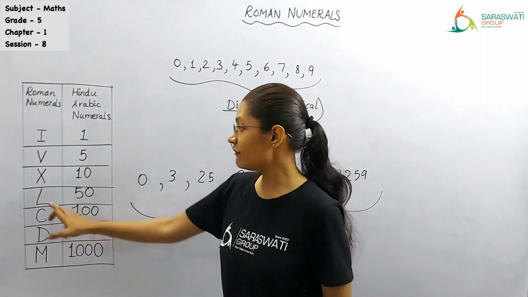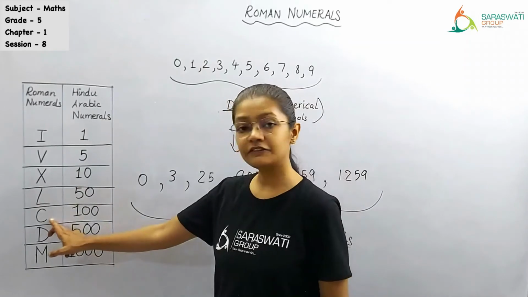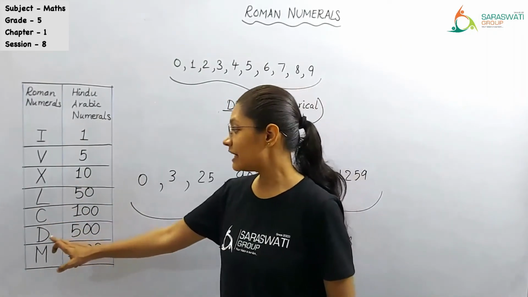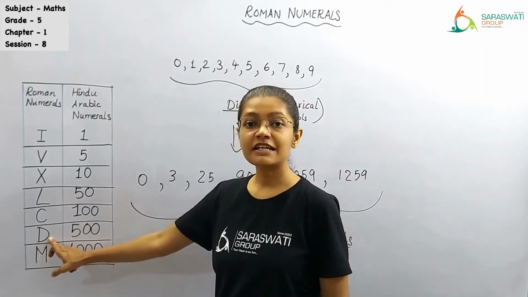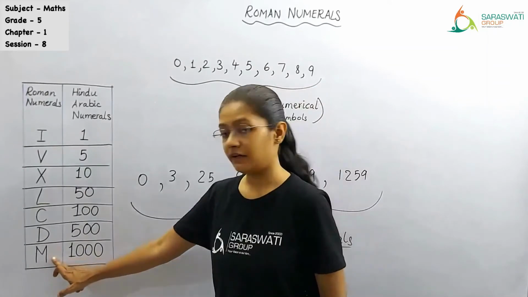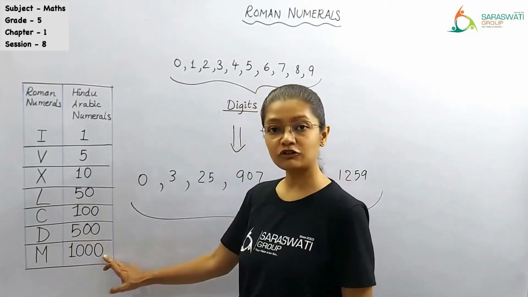Then over here we have Roman numeral L, which stands for number 50. Roman numeral C, the letter symbol C stands for number 100. Then D, this is the Roman numeral, the letter symbol for number 500. And M, this Roman numeral, this letter symbol is for number 1000.